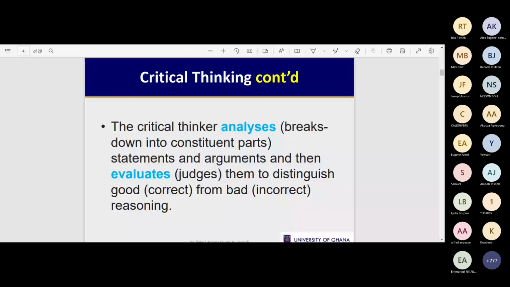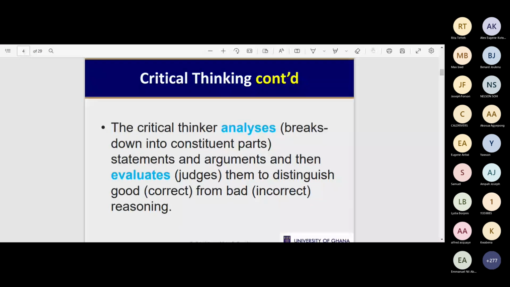Okay, so let's have someone read this. I see Richmond's hand. Richmond, please go ahead. Richmond, are you done? Yes. Richmond, please read the critical thinker analysis. Please read that, okay? Thank you.